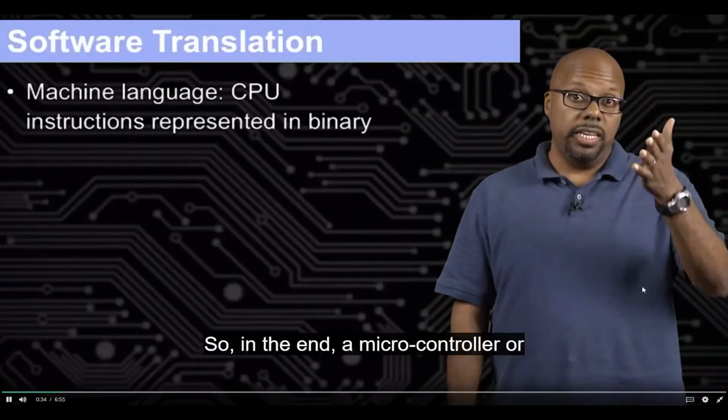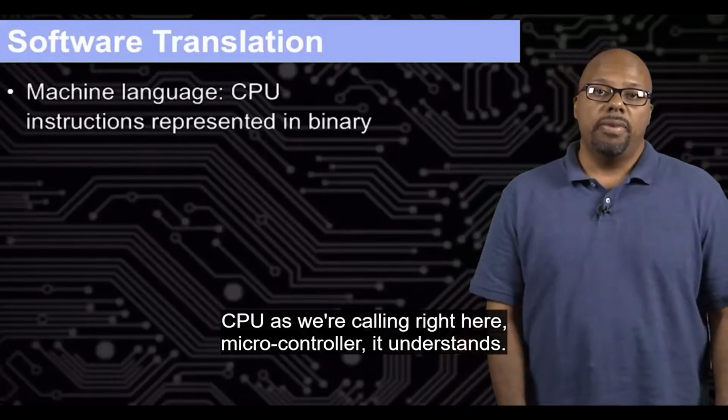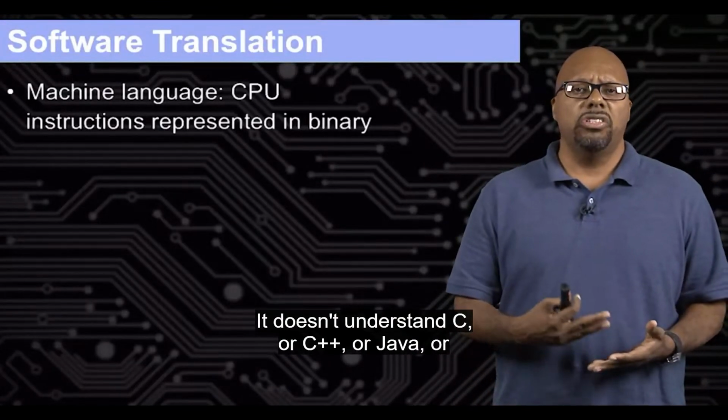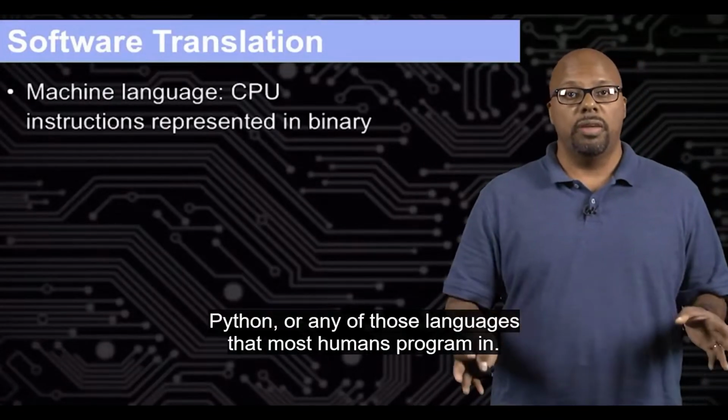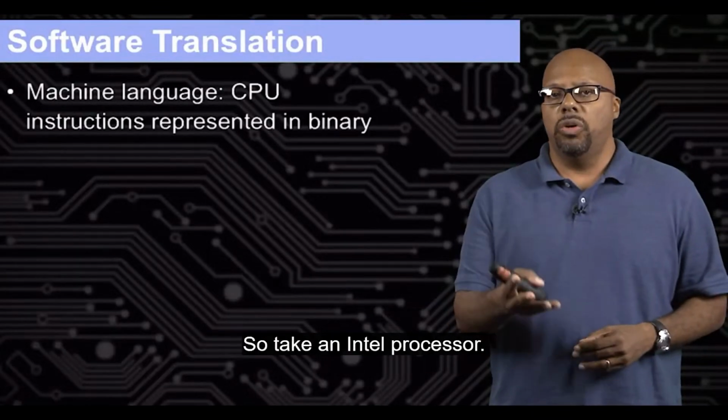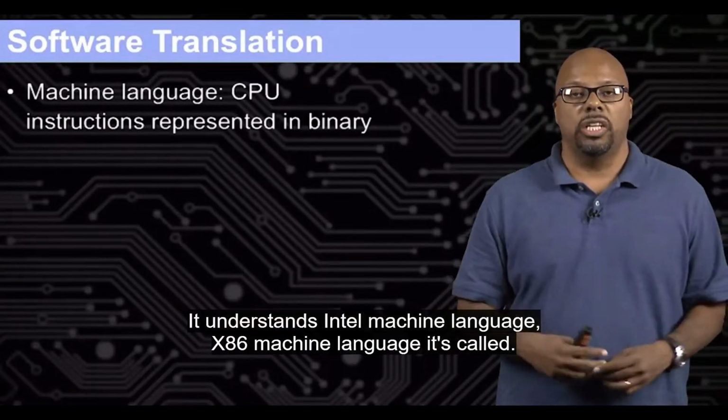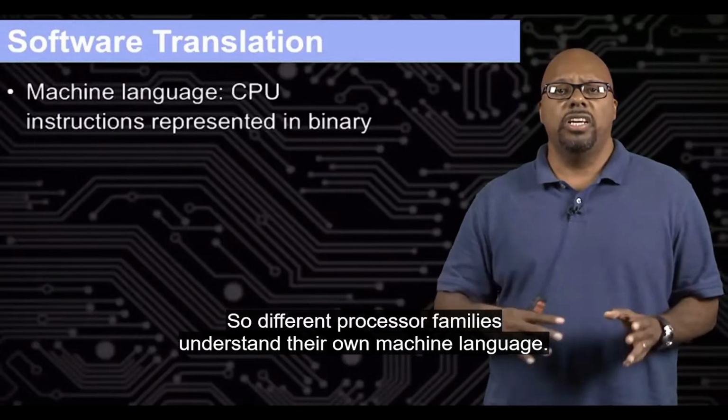Software translation. In the end, a microcontroller, or CPU as we're calling it here, doesn't understand C or C++ or Java or Python or any of those languages that most humans program in. It understands its own machine language. Take an Intel processor: it understands Intel machine language, called x86 machine language. Different processor families understand their own machine language.